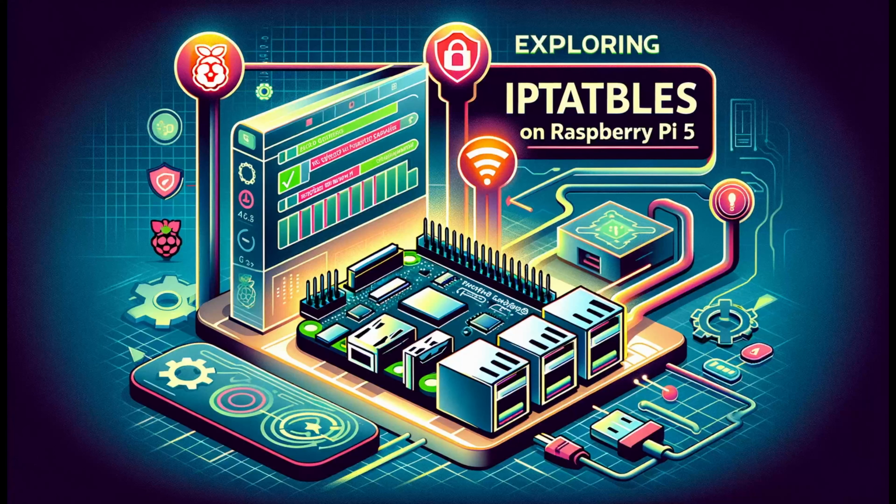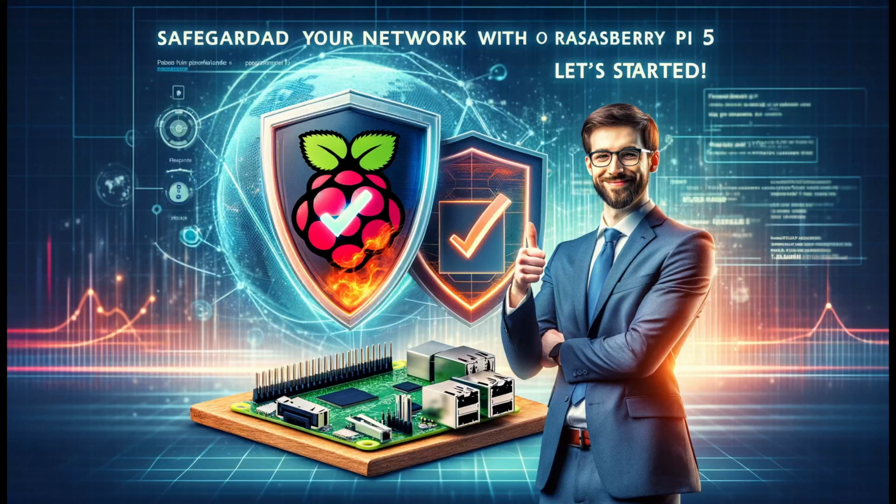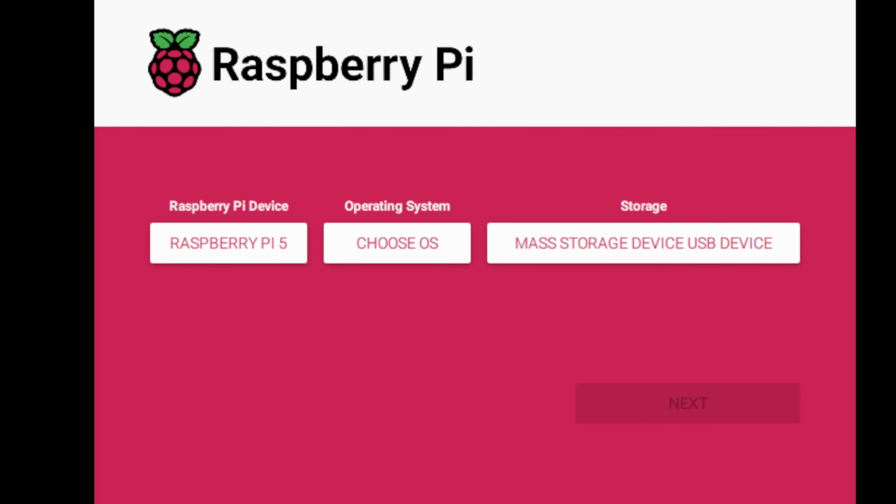Today we are diving into the world of network security on the Raspberry Pi 5, especially focusing on the powerful tool known as IPTables. Okay, the first step: we need to write the Raspberry Pi operating system to the SD card.